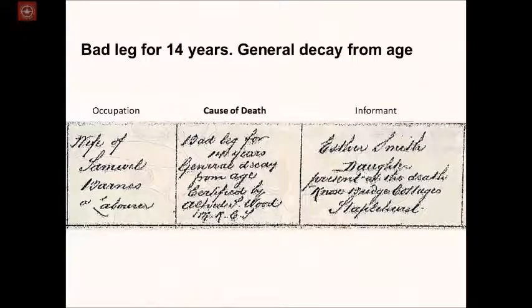Now, let's go back to Anne Barnes's death. Bad leg. What could it be? She may well have suffered from osteoarthritis or possibly varicose veins. That would fit in with her being the wife of a labourer. She's standing on her feet all day. She's doing a lot of carrying. It's going to be a hard life for her.